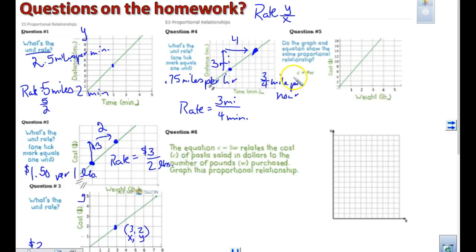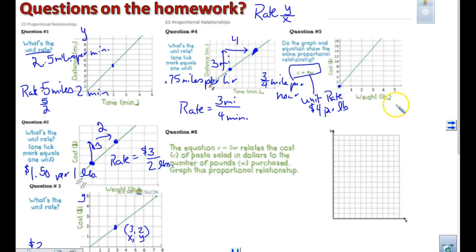When you look at this equation, what do you know the unit rate is in that equation? $4. If you don't have this down, please write it down. $4 per pound. Because the question said, do the graph and the equation have the same proportional relationship? Keep in mind, to be proportional, it has to start at this point 0, 0. Okay? And then it has to have a constant rate of change by adding or subtracting. We're going to fill that in our notes a little more today.